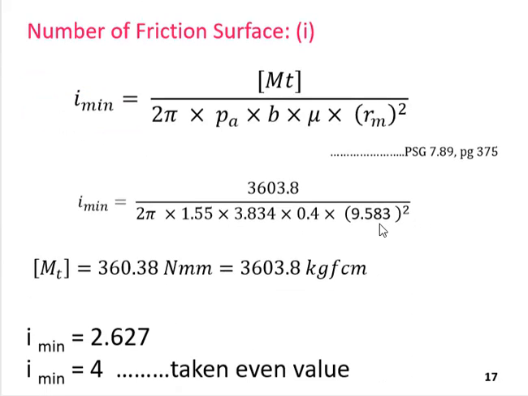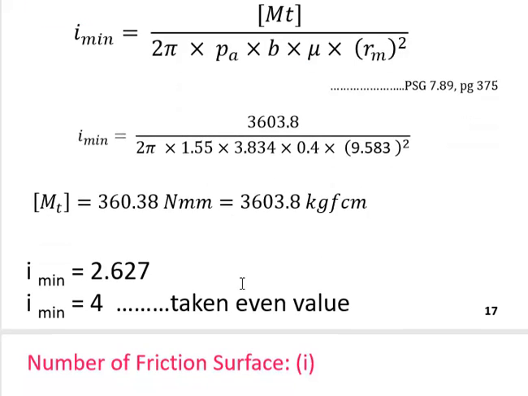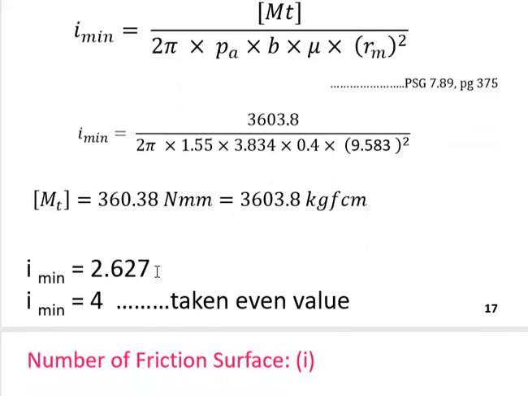Now the formula of I mean is in kgf and in centimeters. So therefore I'll be substituting values in the same manner. I'll be putting the design torque in terms of kgf centimeter. After substituting the design torque, PA, B, mu and the mean radius which I have found, I minimum turns out to be 2.627. Now if I round 2.627, it comes around 3.